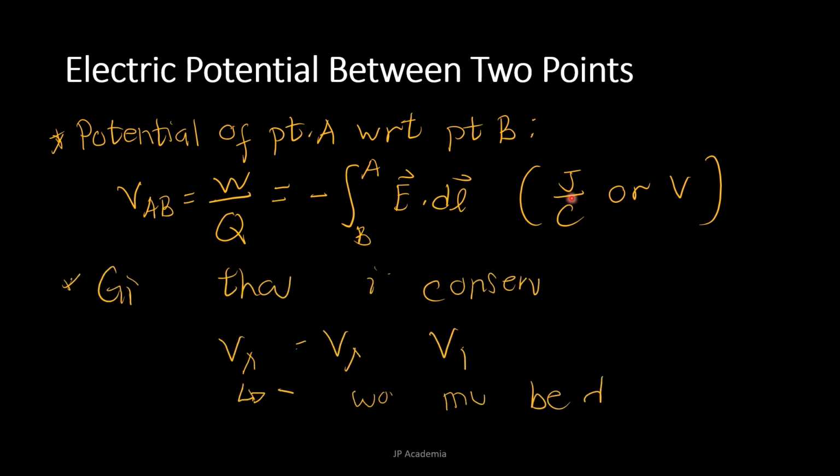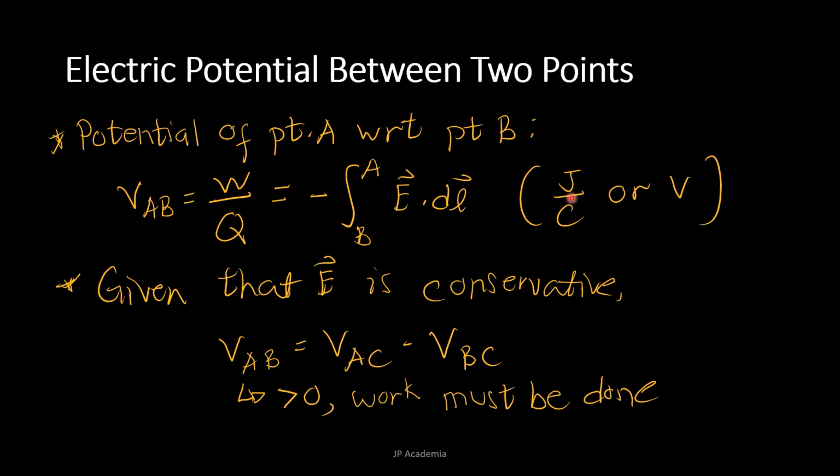Given that the electric field is a conservative field, as we have mentioned before, we can also write the potential difference between points A and B as follows. So we have this C as our reference point. So this is equal to V_AC minus V_BC.